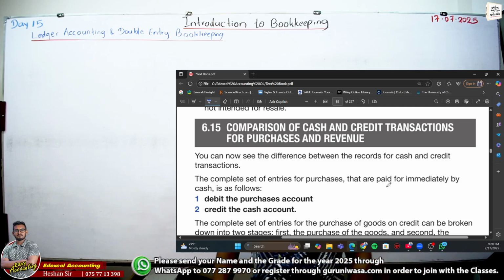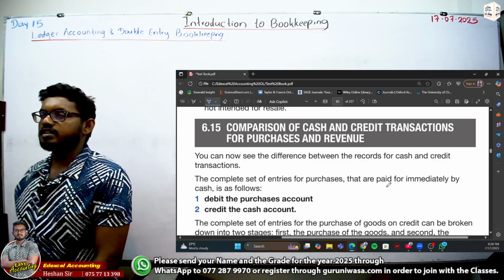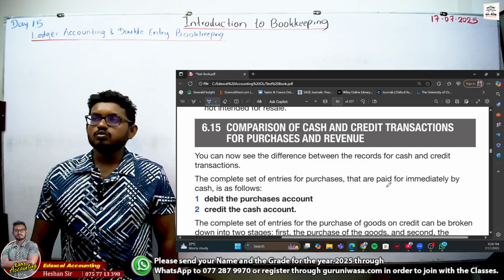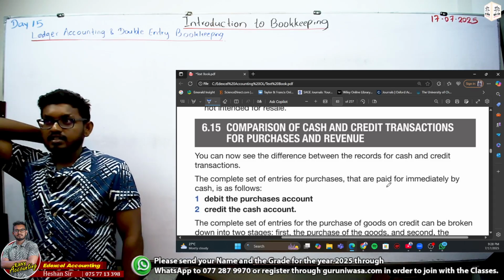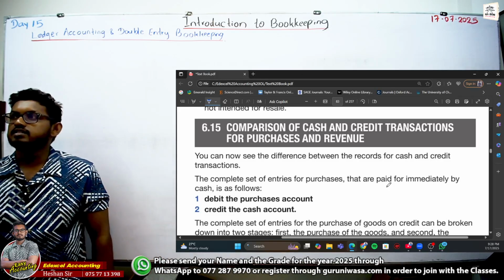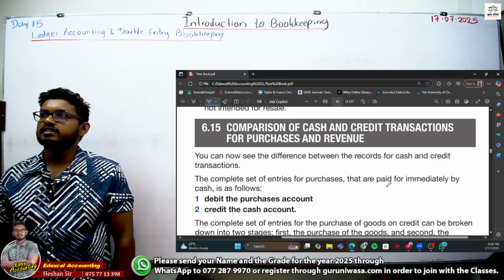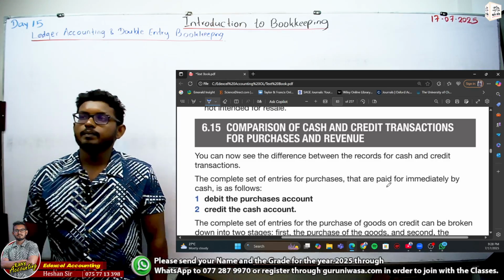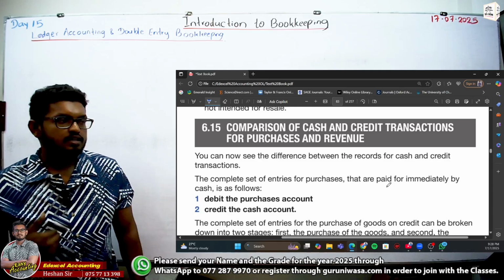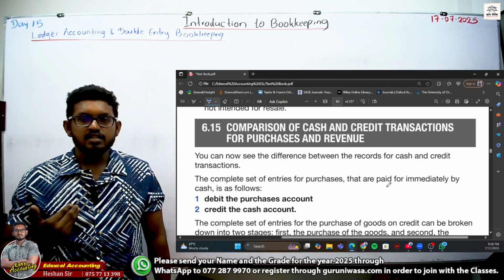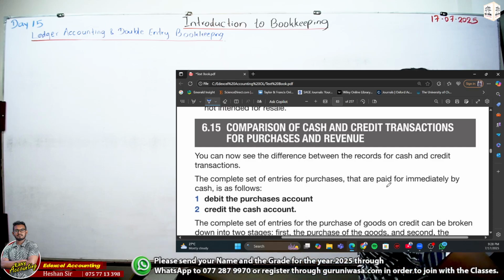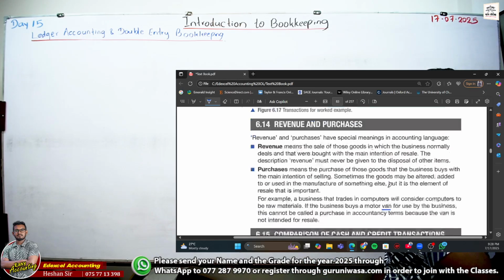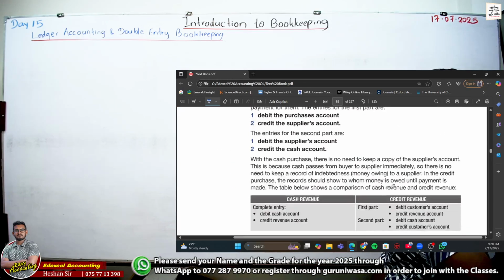Comparison of cash and credit transactions for purchases and revenue. You may now see the difference between the record of the cash and credit transaction. The complete set of entries for purchases that are paid for immediately by cash is as follows: purchase account debit, cash account credit. If it is a cash purchase, purchase account debit, cash account credit, because there is no future obligation, right?